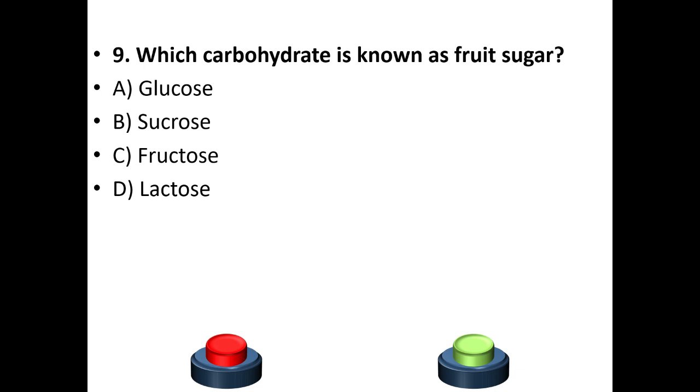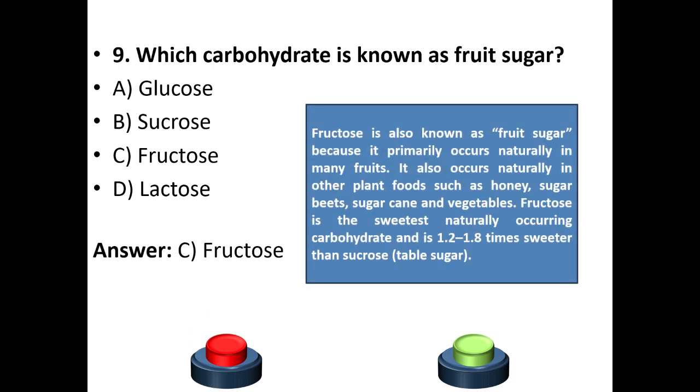Ninth question. Which carbohydrate is known as fruit sugar? Glucose, sucrose, fructose, lactose. Which is the answer? Here answer is C, fructose. Fructose is also known as fruit sugar because it primarily occurs naturally in many fruits. It also occurs naturally in other plant foods such as honey, sugar beets, sugar cane, and vegetables. Fructose is the sweetest naturally occurring carbohydrate and is 1.2 to 1.8 times sweeter than sucrose or table sugar.